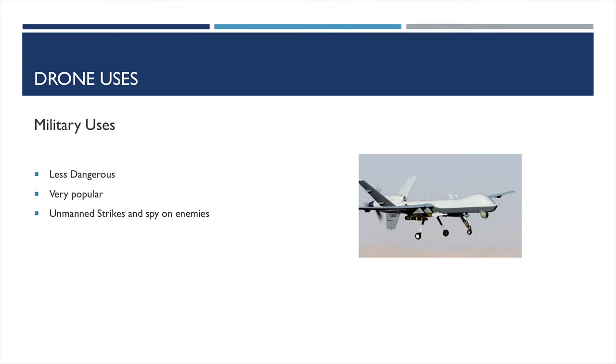And finally, drones are being used in the military, and it has grown exponentially. As of 2012, 31% of all U.S. aircraft were drones. With the increase of drones, spending on drones has also increased from $284 million to $3.3 billion in 2012. These drones are used for unmanned military strikes as well as spying on enemies. The benefit of drones in the military is that they are unmanned and are safer for their operators.